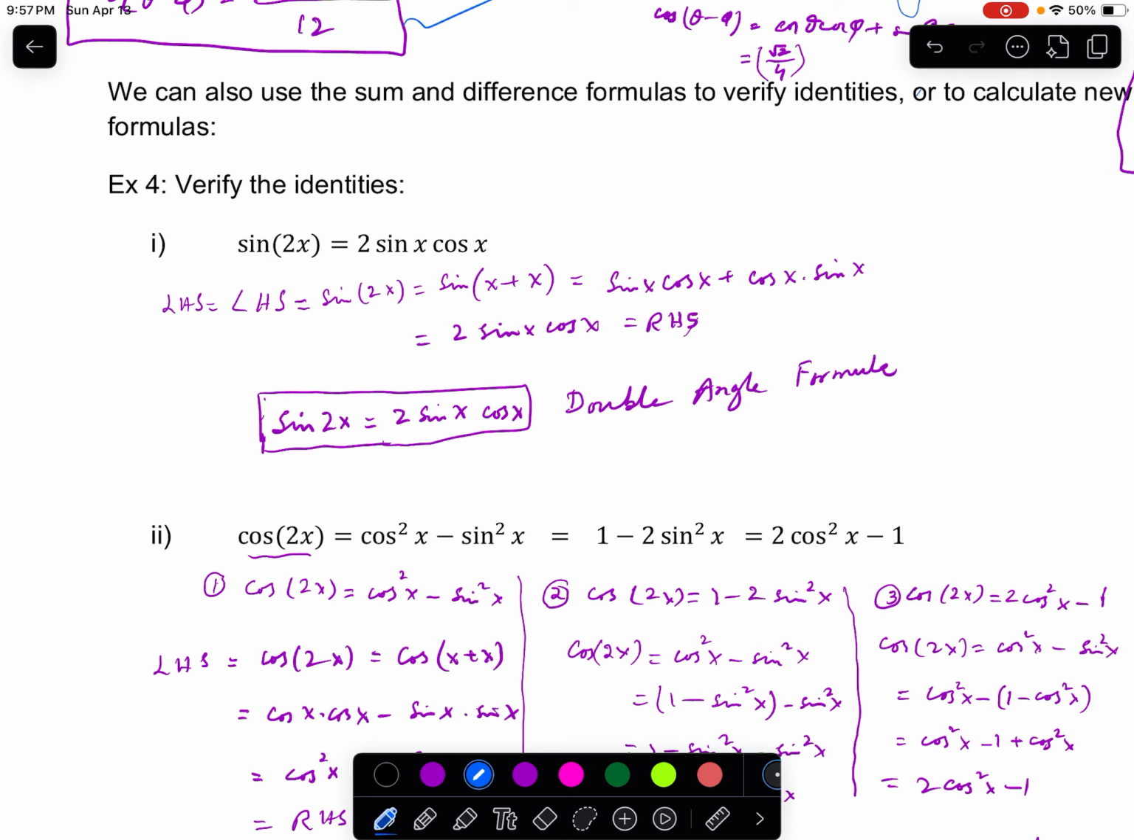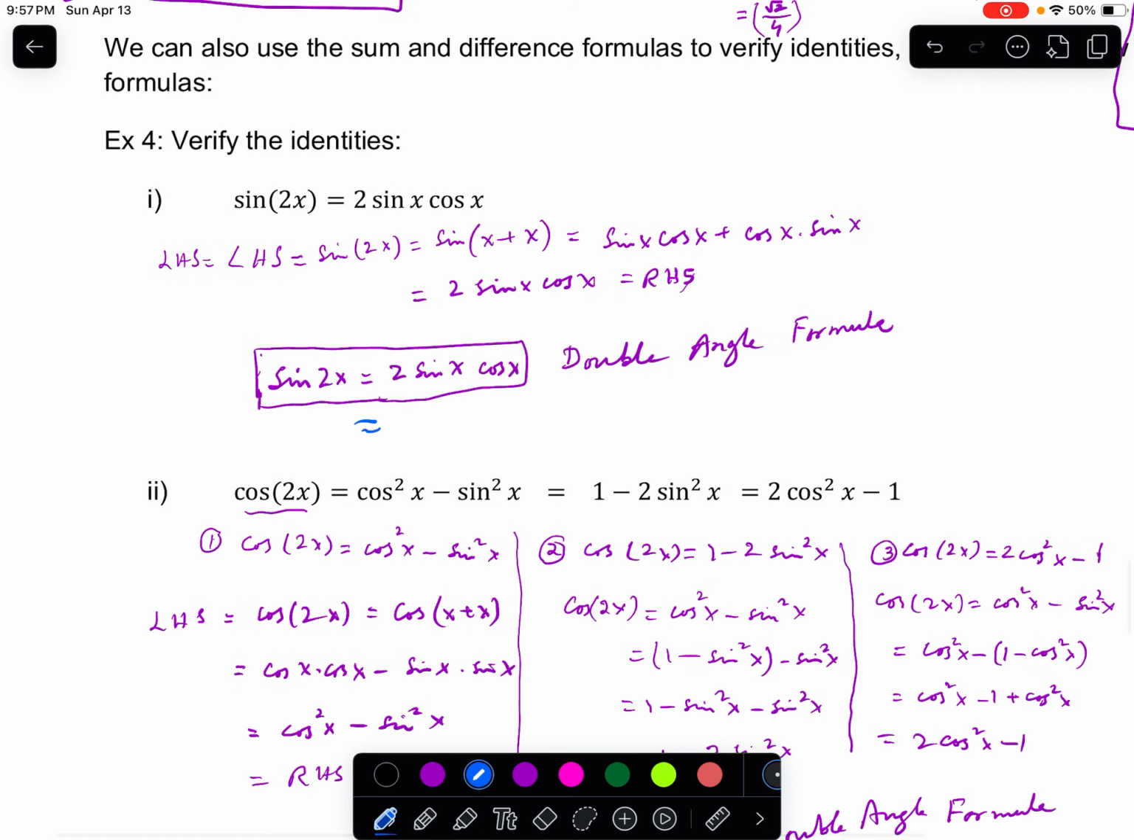So this is sine of 2x is equal to 2 sine x cosine x. You have to remember this, but if you do not remember, you should know how to get it. If you are given sine 2x, you can write it like sine of x plus x and apply the sum formula. Okay, the next one: this is the double angle formula for sine, and now we will see the double angle formula for cosine.